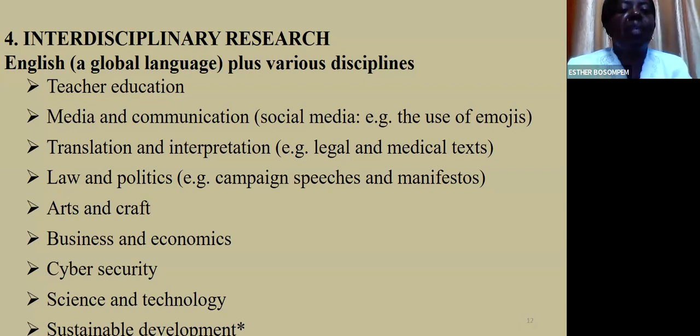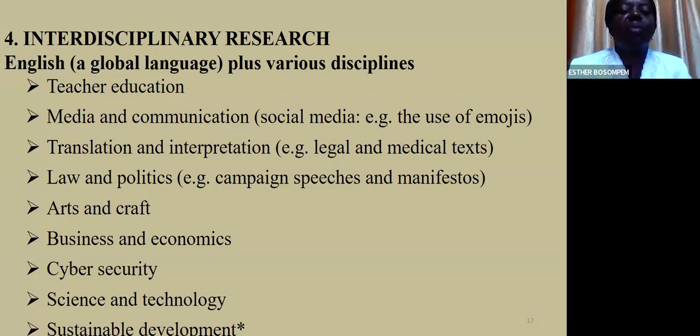Translation and interpretation. Legal and medical text. I do translation and interpretation, so I know what goes in there. Sometimes you interpret something or translate and you realize that it's so sensitive that if your language is not good or if you give the wrong interpretation or translation, you can cause problems. Imagine a medical text, if it's a medicine or some direction or diagnosis, and you use English language in the wrong way, you can imagine the result. So we can also look at that.